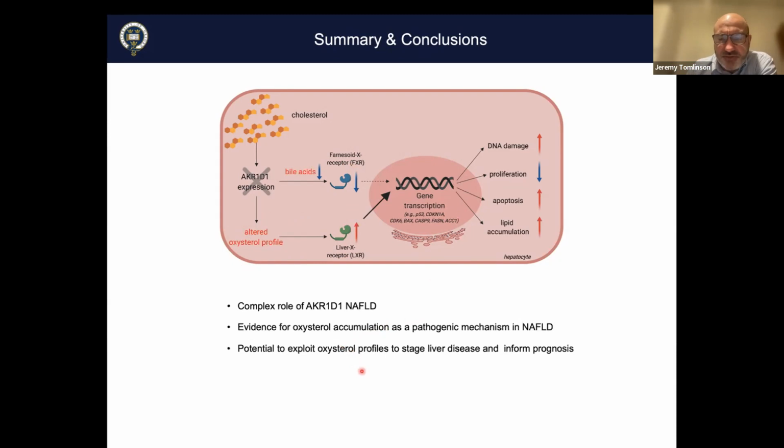And finally, there's the potential that those oxysterol profiles could be quite useful clinically, because we might be able to take a patient, not have to do a liver biopsy, simply do a blood or even a urine oxysterol profile, and that will say, yes, you've got mild disease, or no, I'm afraid you've got advanced disease, and that will then govern the management approach that you might take with that patient.